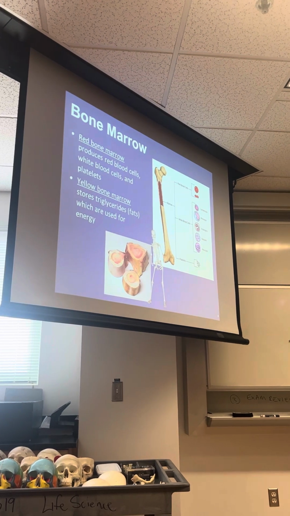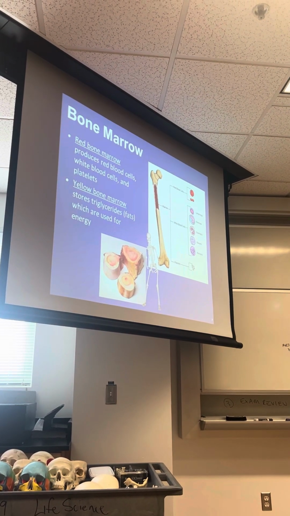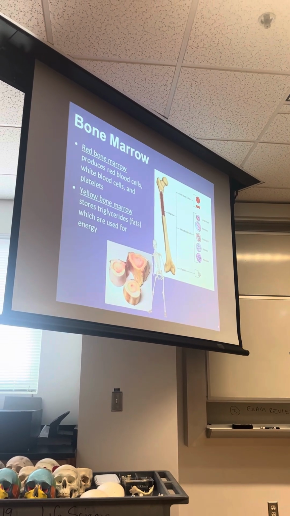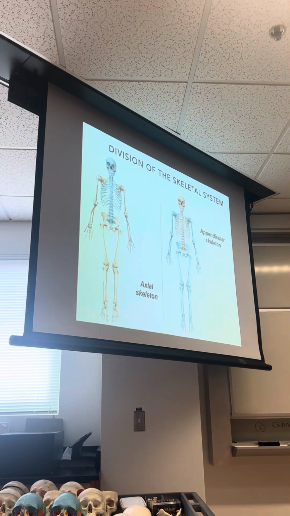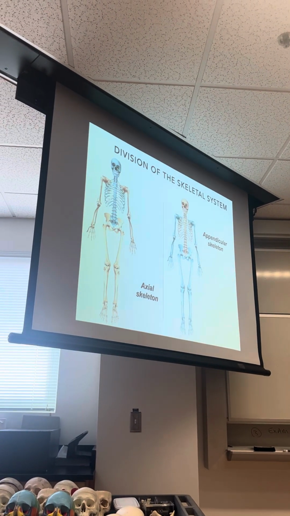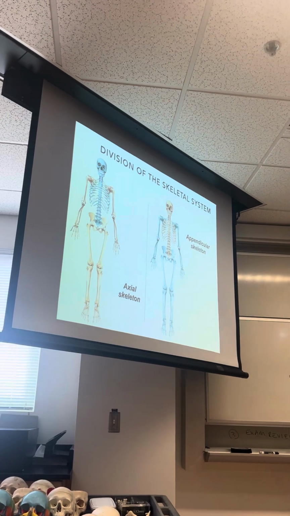Know the difference between red and yellow marrow. Red is just red blood cell and white blood cell production. Yellow is just fat storage. Know that the clavicle is not part of the axial skeleton.